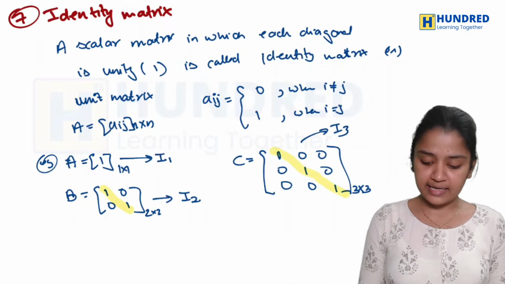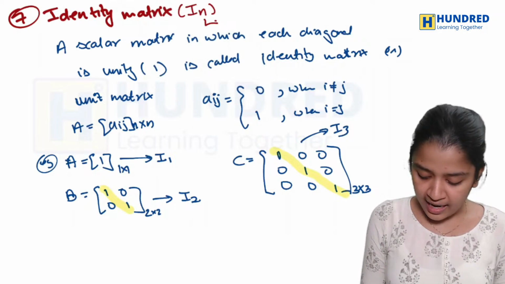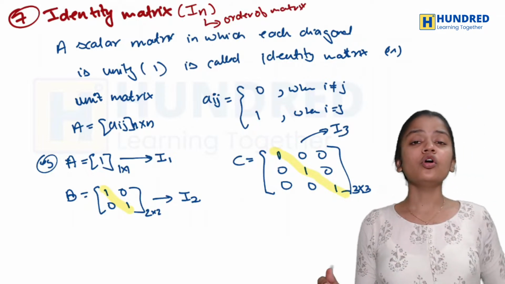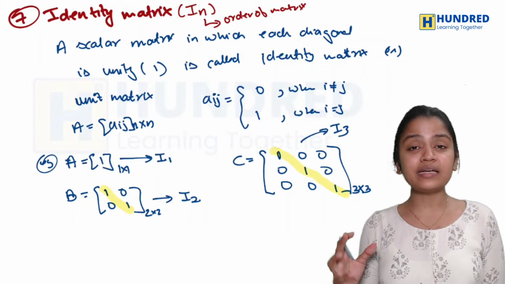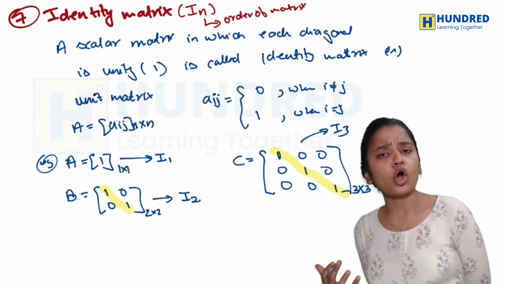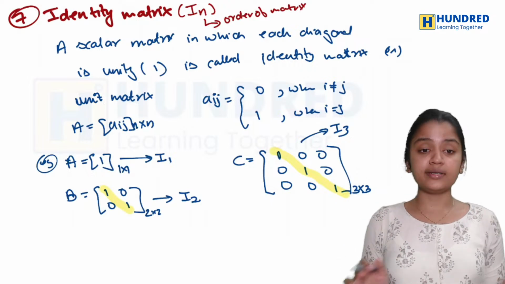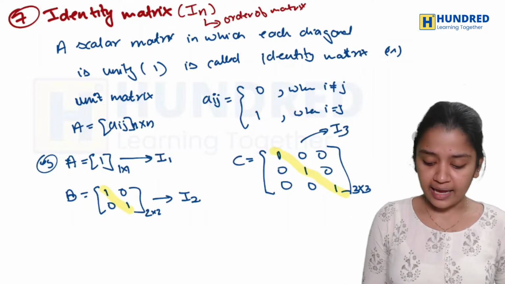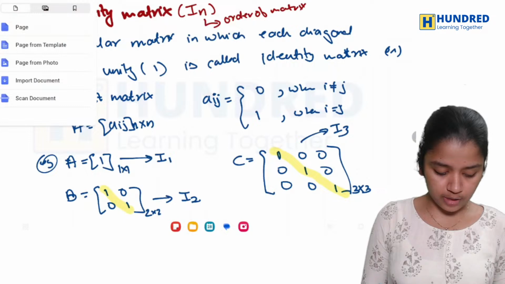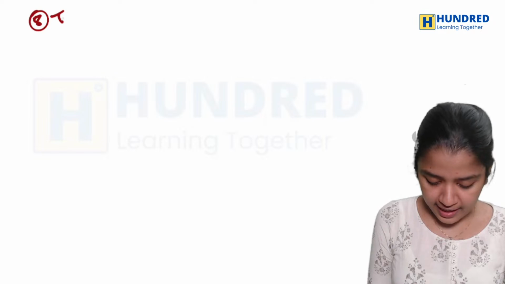Generally, identity matrices are denoted by In, where n is nothing but the order of the matrix. An identity matrix is a square matrix, so the number of rows and number of columns will be the same. Like this we can represent our identity matrix. Now let's go to the triangular matrix. The 8th one is the triangular matrix.